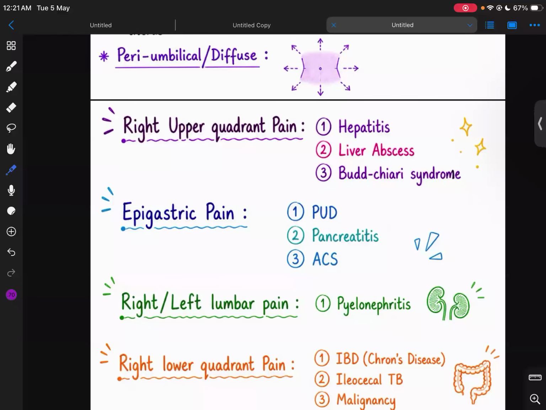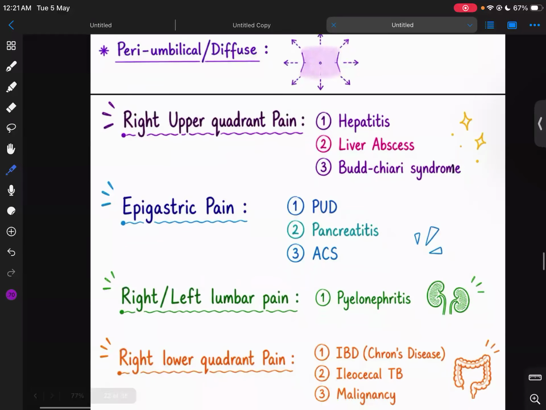Sounds clear, doctor? Is it clear to all? What are the differential diagnoses of right upper quadrant pain? Should I proceed forward?